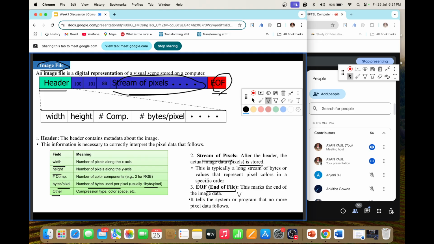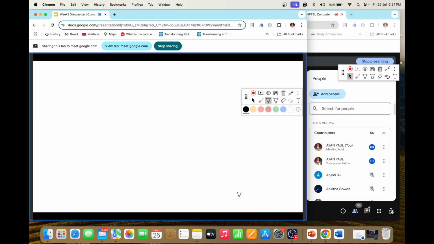I hope this is clear to you all. This is a simple thing. You only have to remember three sections: header, stream of pixels, and the end of file. So this is about the image file.